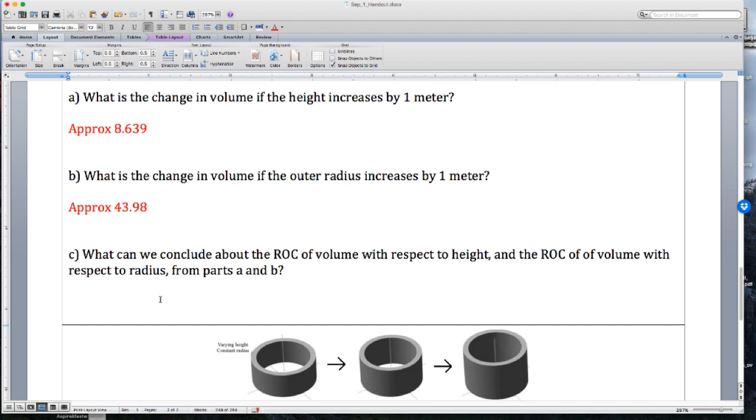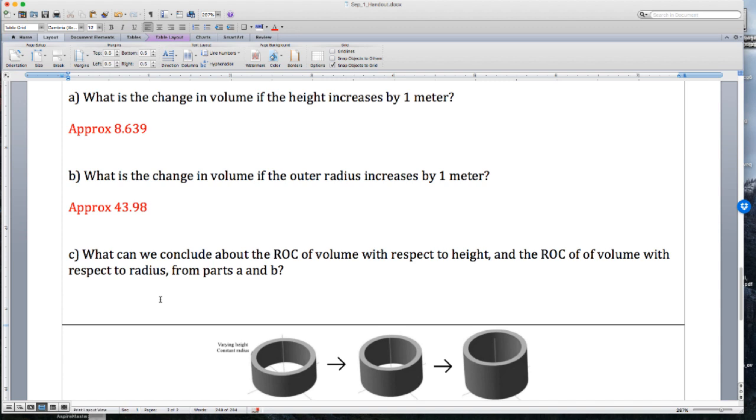Any other comments that are even simpler than that? What can we say about rate of change of volume with respect to height versus rate of change of volume with respect to radius? So he jumped ahead and gave me an even better answer. They're not the same, right? The rate of change as you increase the radius is going to act very differently than the rate of change as you drag the height up. It's going to be very different than the rate of change as you make the radius thicker.